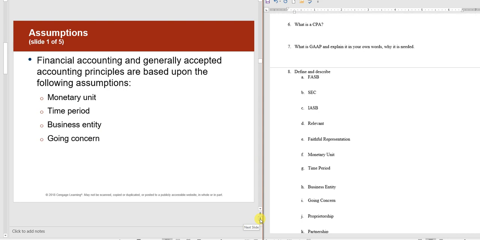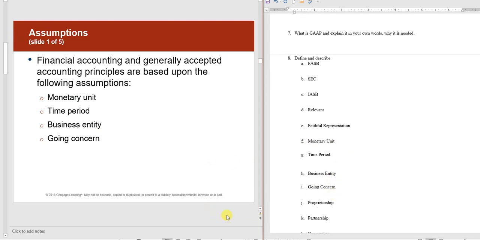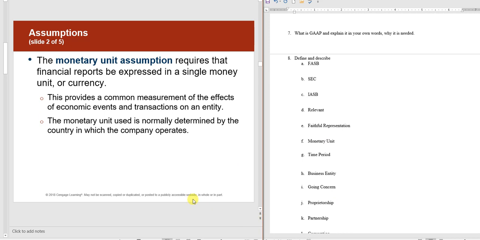Here are some other things that we're going to talk about. Monetary unit: we basically want to keep ours in US dollars, which means if you have a subsidiary in another country, we're going to convert those to US dollars so we can put it on our financial statement.